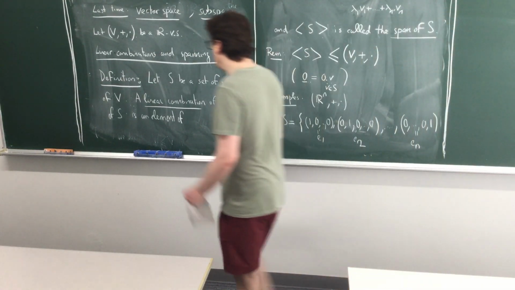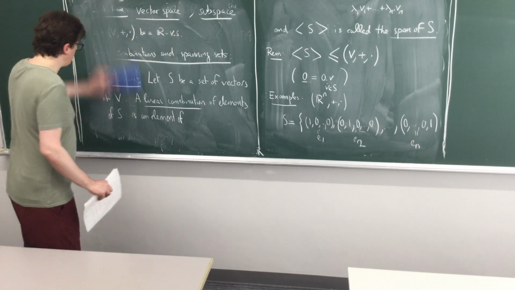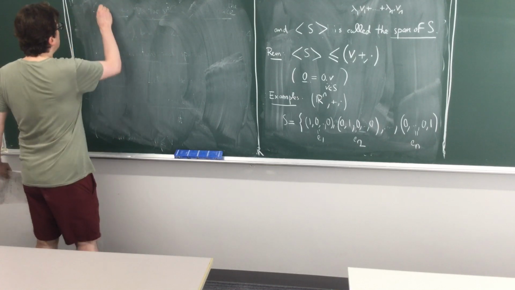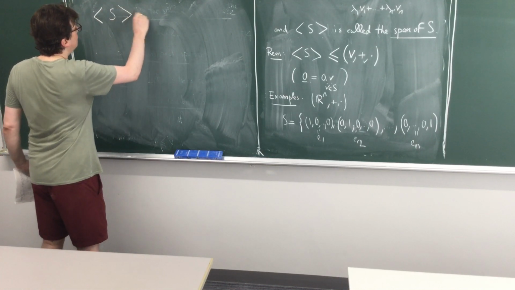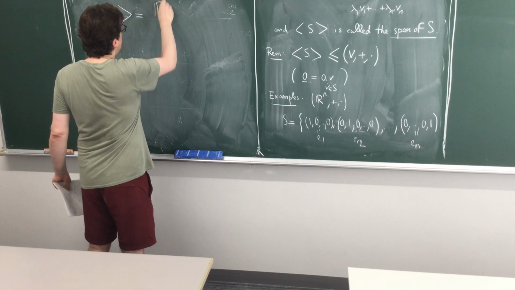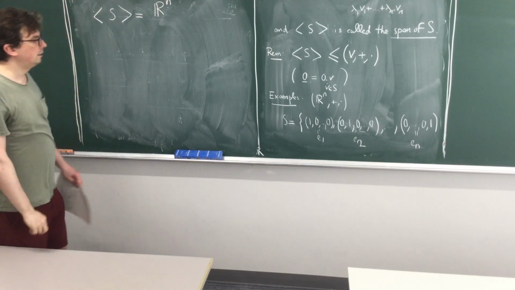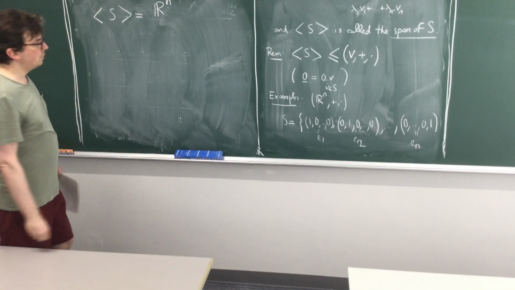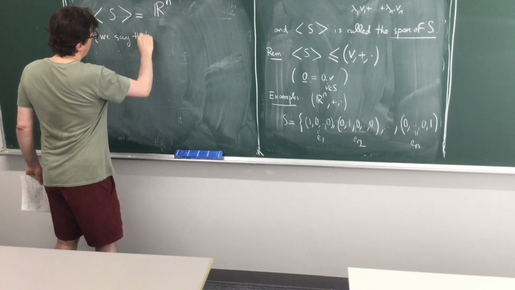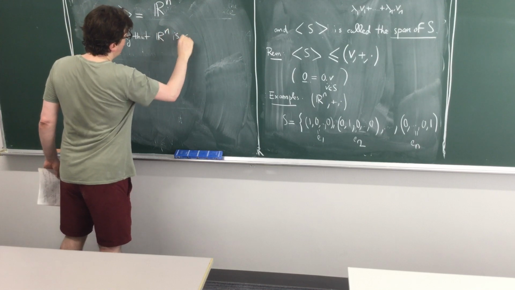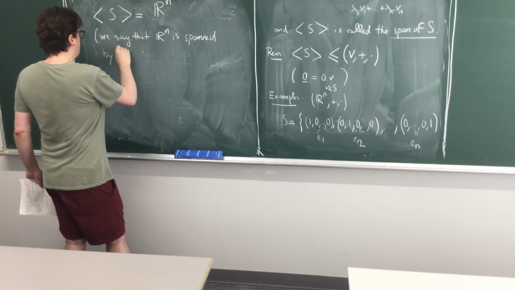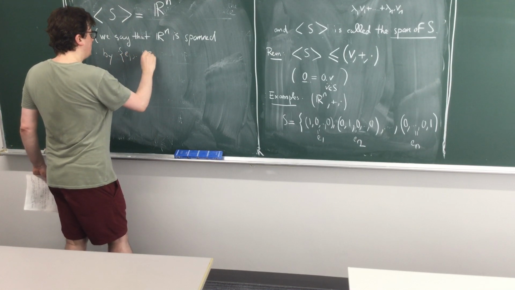Actually, the span of this set S is the whole space in this case. So this is R^n. Okay, so we say that R^n is spanned by E1, ..., En.